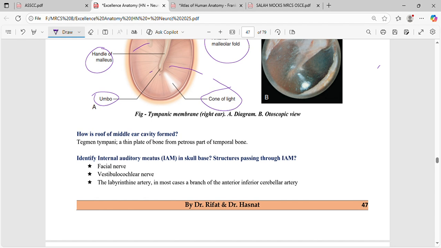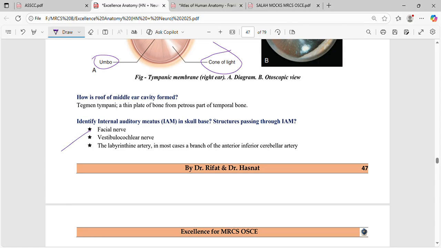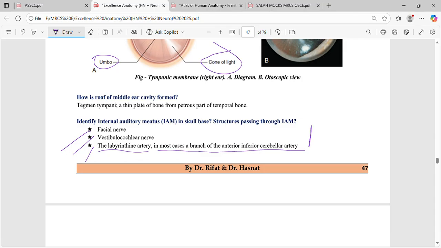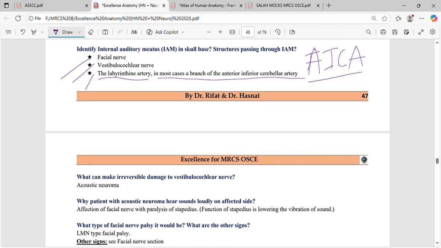So identify the internal auditory meatus in the skull base. They will show you the skull, and you have to identify the structures passing through the internal auditory meatus. So we have the facial nerve, and then we have the vestibulocochlear nerve, and then we have the labyrinthine artery, in most cases a branch of the anterior inferior cerebellar artery, AICA. So the labyrinthine artery.